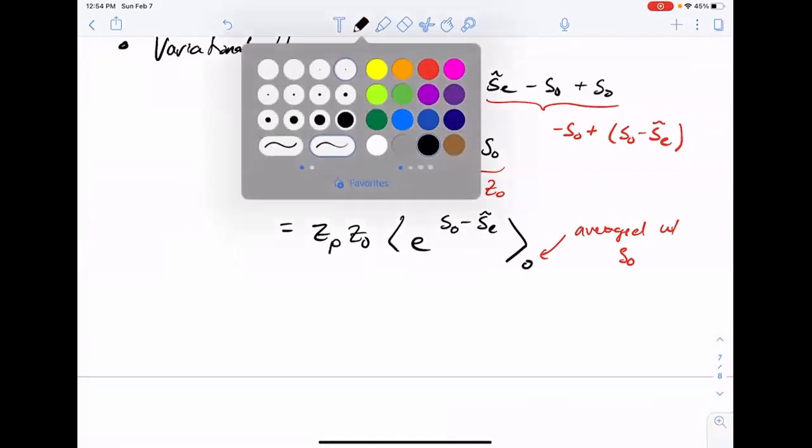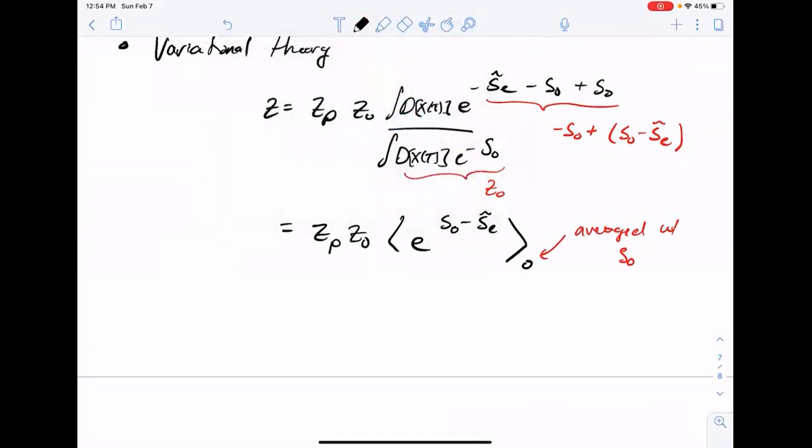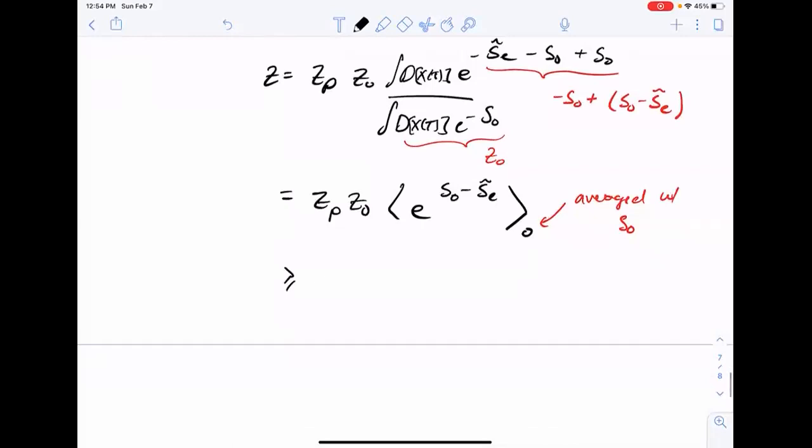Now that doesn't really help me any. However, using the convexity of the exponential, I can bound this by taking that expectation value upstairs. Now this is useful if I imagine introducing an s0, a reference action, which was quadratic and thus computable. I now have a way of estimating my partition function by just doing a simple averaging over that effective action in a Gaussian system.